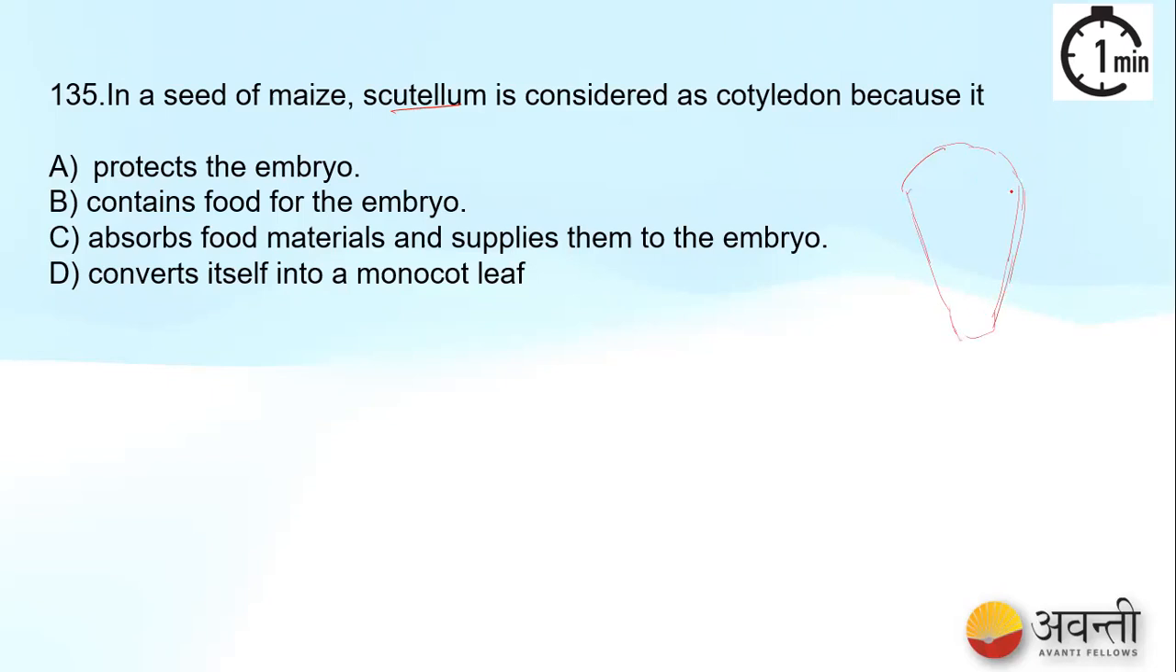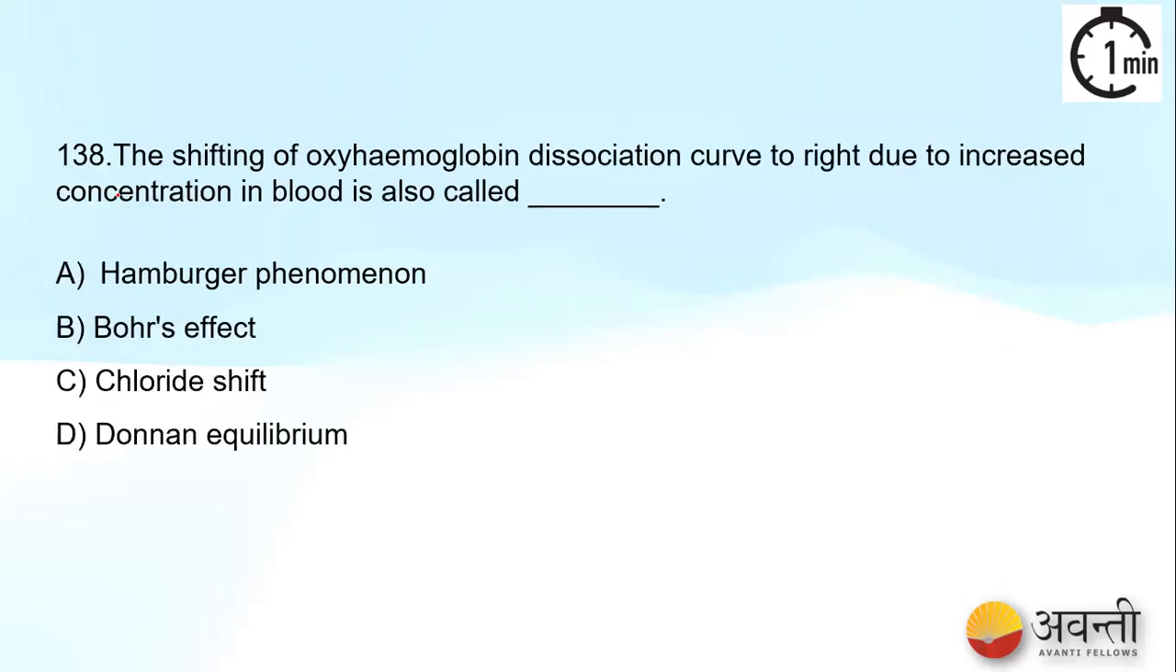If you want to remember through visualization, you can see here, this is the endosperm. Then here we have the coleoptile and coleorhiza, plumule and radicle. And here is where your scutellum comes. Basically, the scutellum absorbs the food materials from the endosperm region and supplies them for the development of the embryo. That is why it is called a cotyledon. So our option C, absorbs food materials and supplies them to the embryo, is absolutely right. Question 135 is C. Next question.